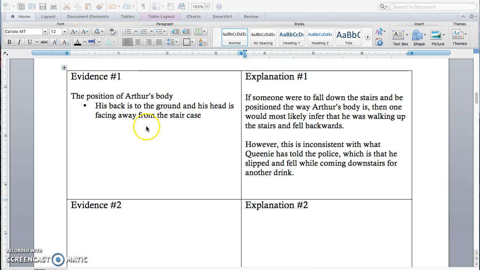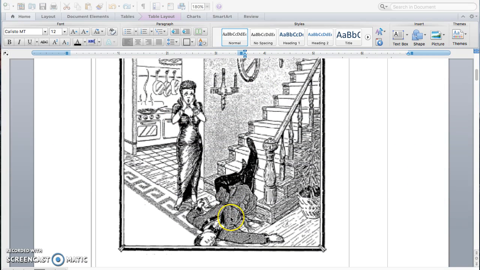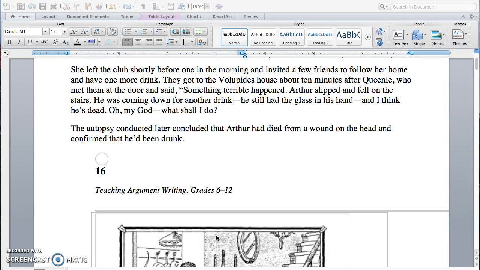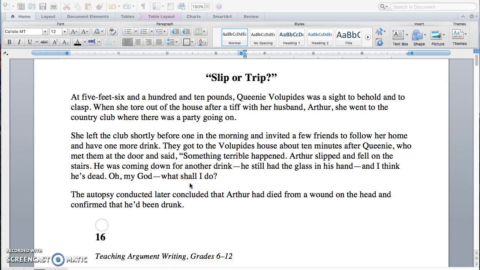And here I have an example. Take, for example, the position of Arthur's body. You'll notice that he's lying back to the ground, head facing away from the staircase. Now, if you also look at what Queenie had said in her statement to the police, she says that Arthur slipped and fell on the stairs. He was coming down for another drink.